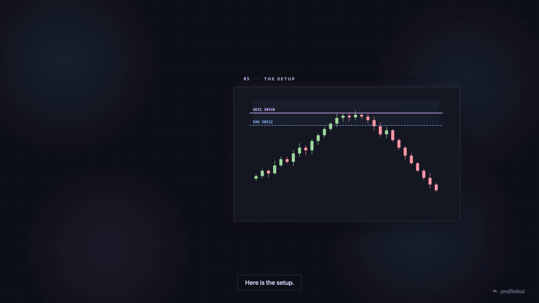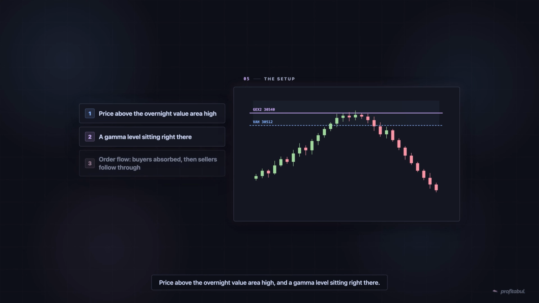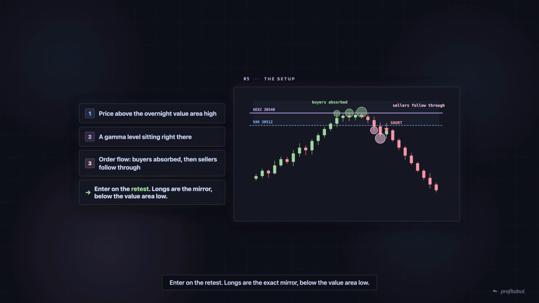Here is the setup. For a short, you want 3 things lined up. Price above the overnight value area high, a gamma level sitting right there, and then order flow confirmation, which means buyers stepping in and getting absorbed with no follow-through, and then aggressive sellers who do get follow-through. Enter on the retest. Longs are the exact mirror below the value area low.